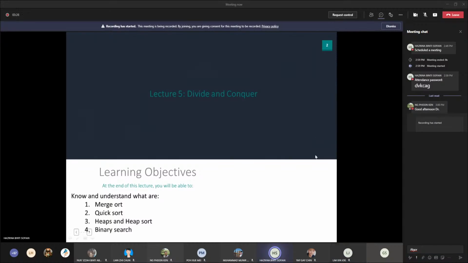So the first algorithm we're gonna learn is merge sort. We have learned this, okay? And quick sort, heap sort, binary search, and there will be one little extra called inserting into the tree, okay? But all these algorithms will use the divide and conquer approach. So this lecture is very similar to our week 2 lecture because it uses recursive functions.